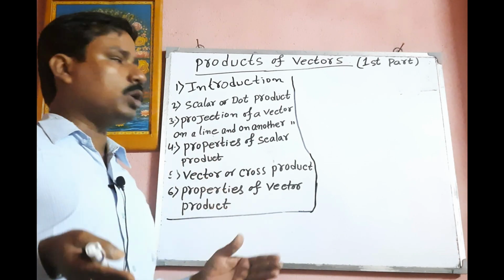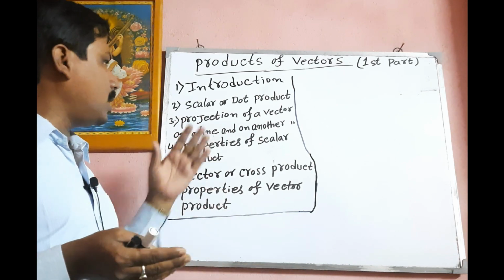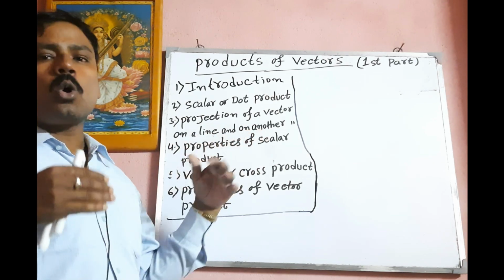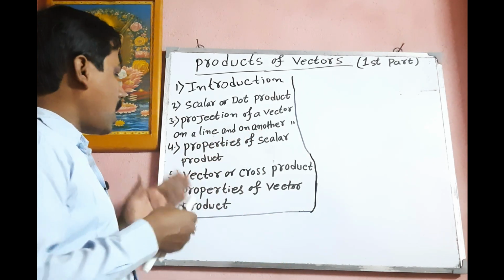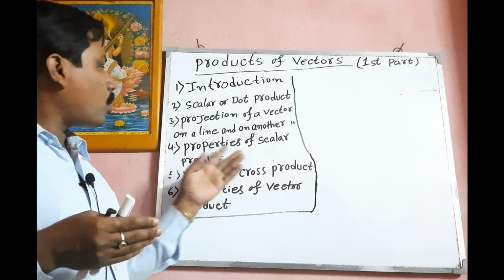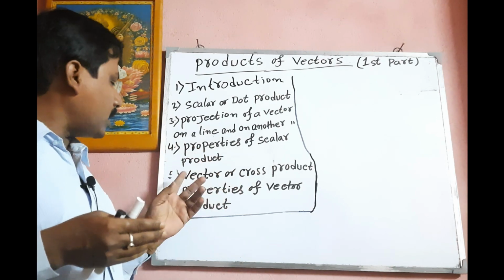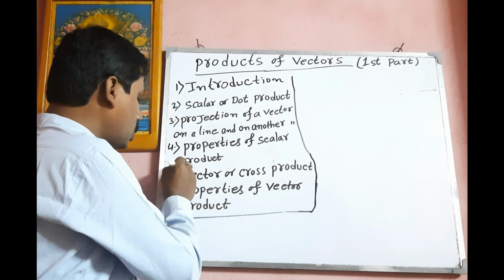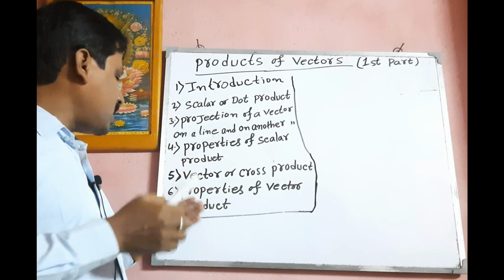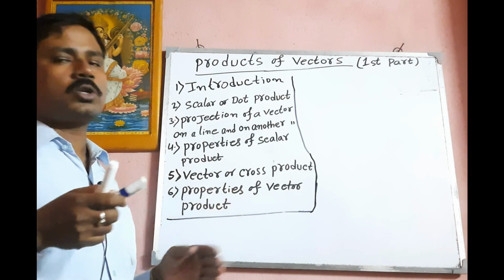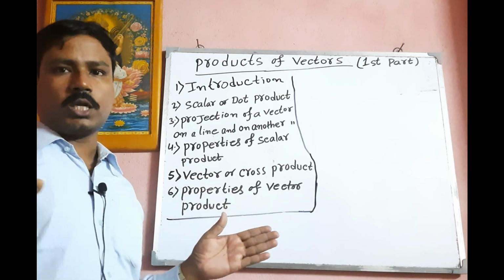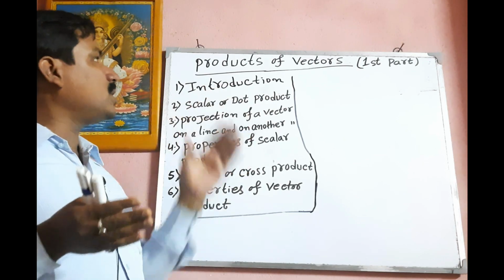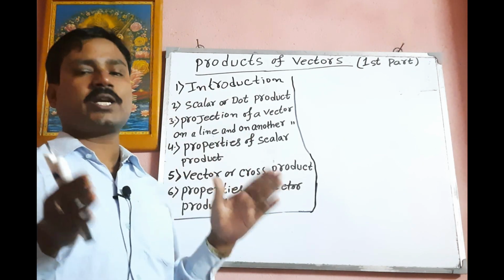scalar or dot product, third topic is projection of a vector on a line or on another vector, and the fourth is properties of scalar product, and the fifth is vector or cross product, and the sixth is the properties of vector product or cross product. So one by one we are discussing the first part of this chapter, that is the Product of Vector chapter.